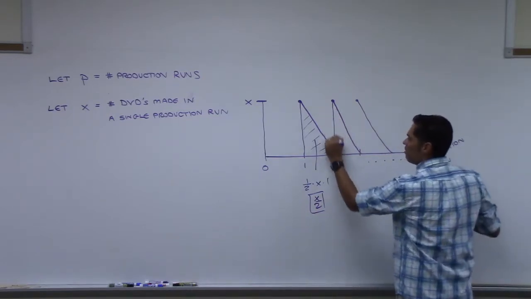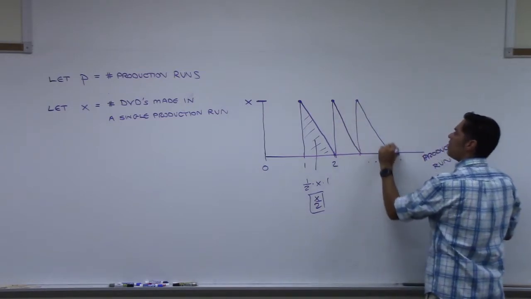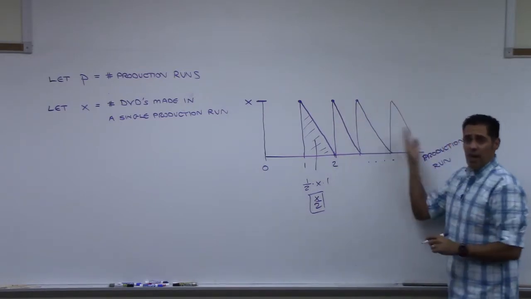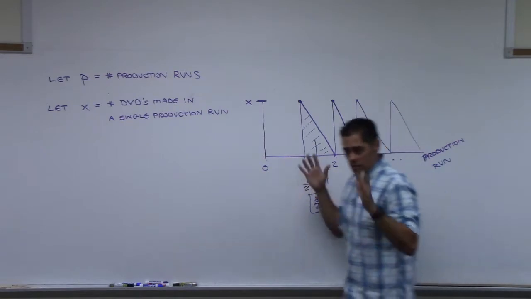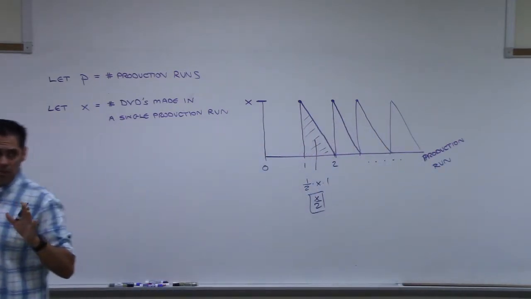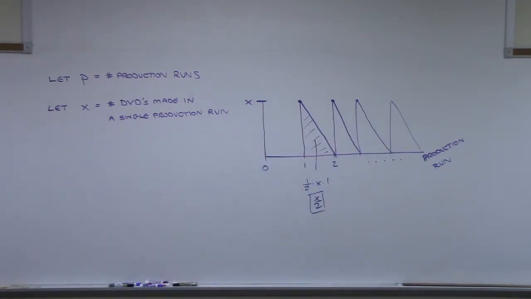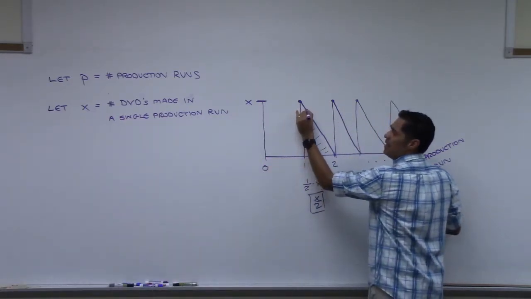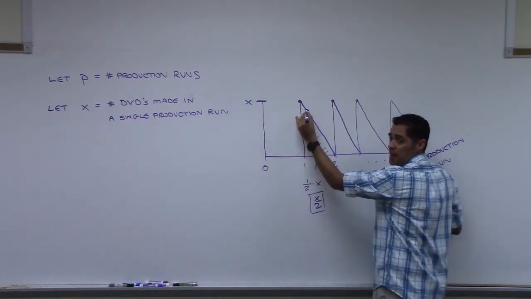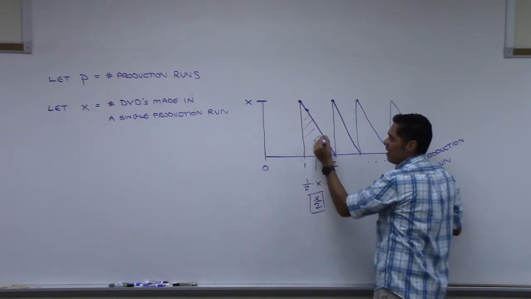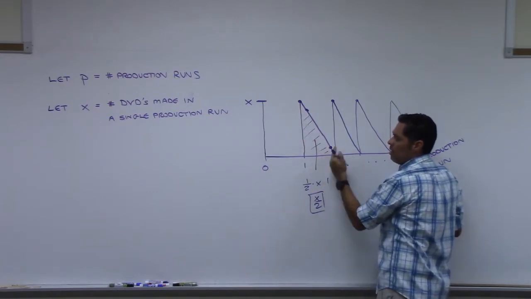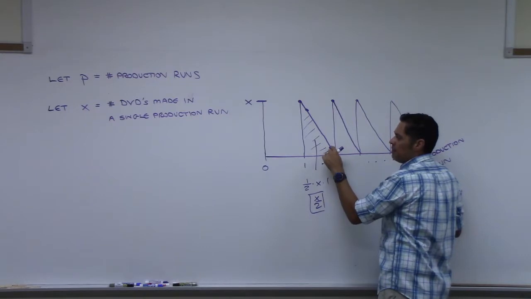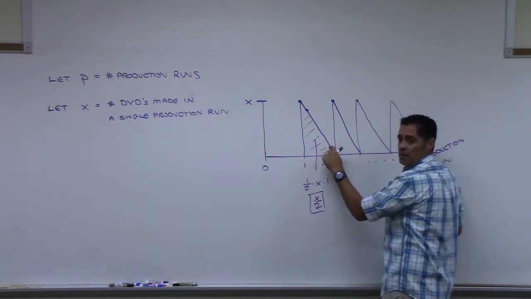Same with this triangle, right? Same with this triangle, and same with this triangle. All these triangles have an area of x over 2. Do you all follow that? Okay? So even though at some point in time I have this many DVDs here, and I have to pay for that storage, if you look at it over here, later on, I'm going to have a lot less, right?